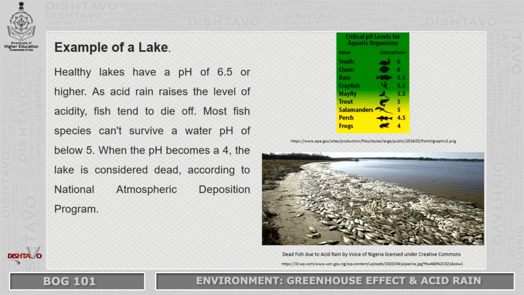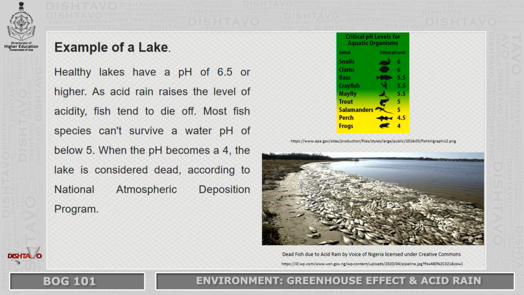It comes down in water also. We can take an example of a lake. A healthy lake has a pH of 6.5. That is, it is a normal pH or slightly alkaline pH that is required for the life in this water to survive and to have a simple activity.